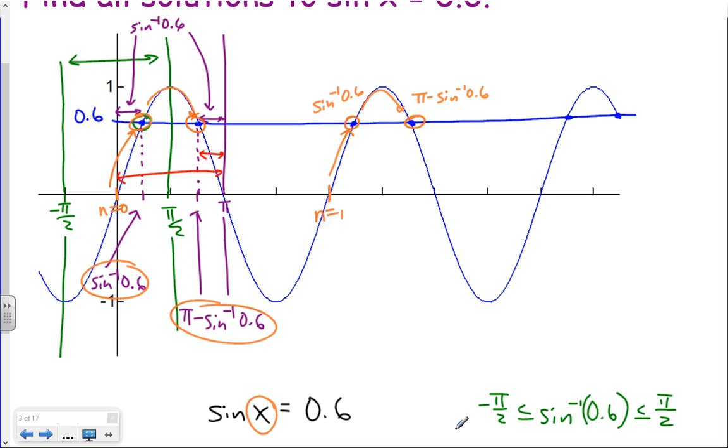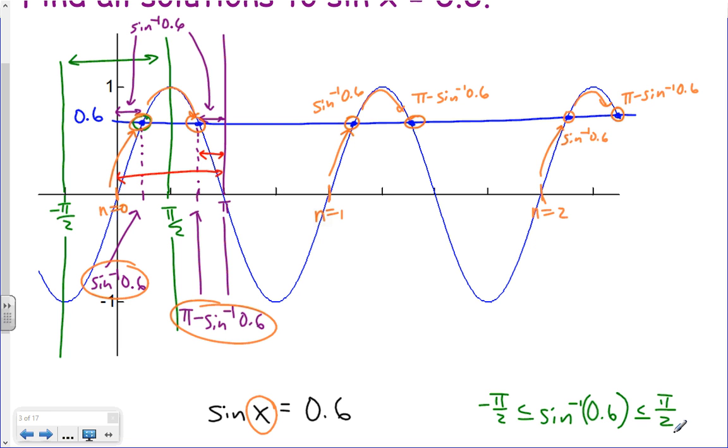And this would continue. Here's where n is equal to 2. The first solution that I hit as I move to the right is my sine inverse solution of 0.6. And as I continue moving to the right, the next solution I hit is my pi minus sine inverse of 0.6 solution.